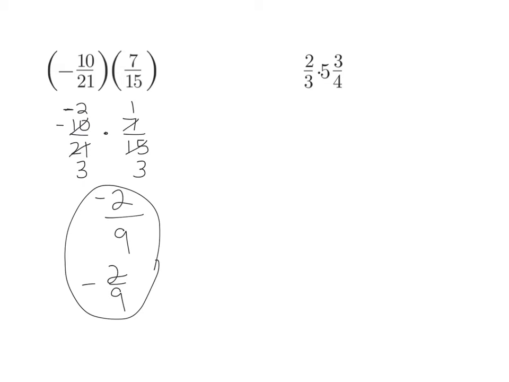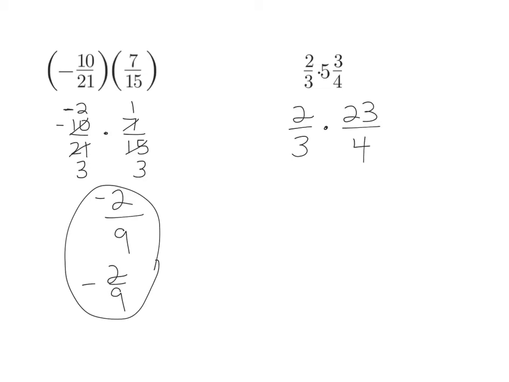The next one, 2/3 times 5 3/4. The first thing I have to do is change 5 3/4 into an improper fraction. So I'm going to do 4 times 5 is 20. 20 plus 3 is 23. So it's going to give me 23 over 4. So what I have is 2/3 times 23 over 4.